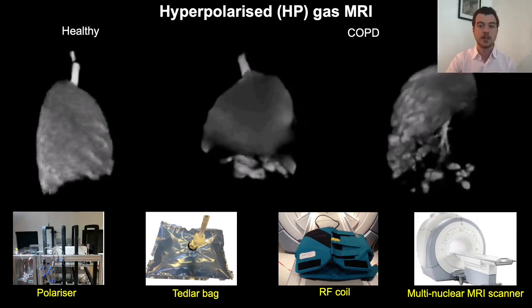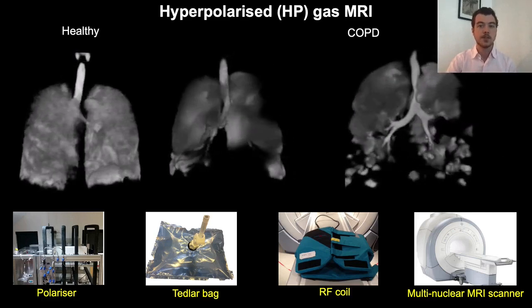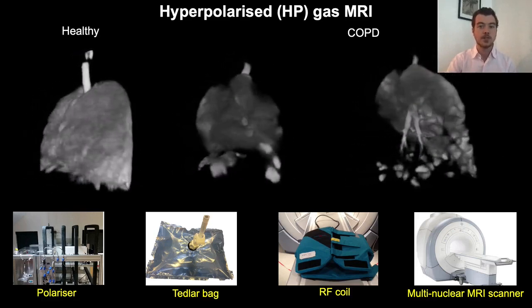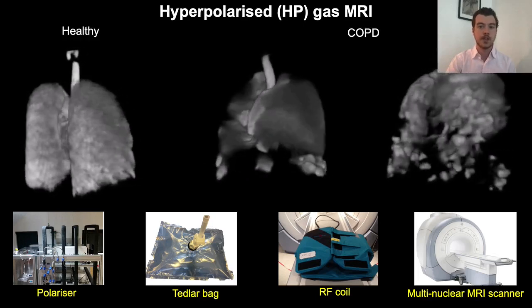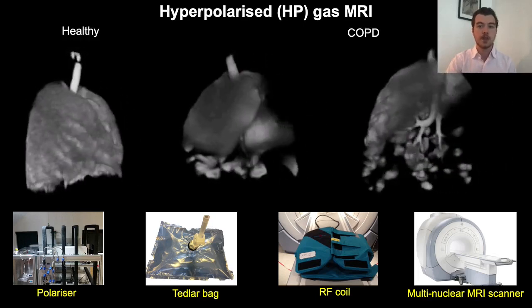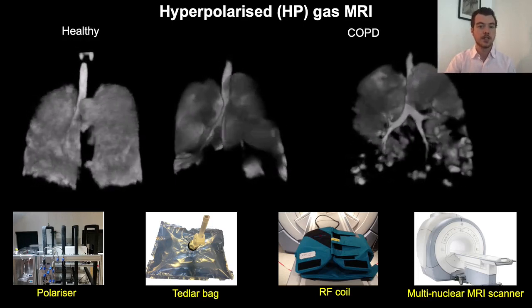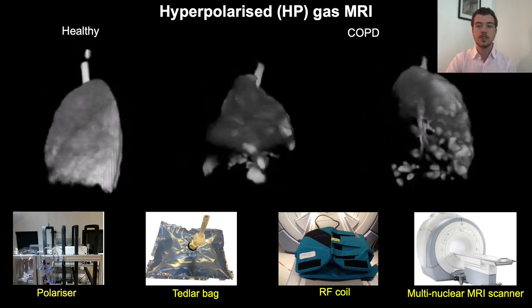So what is hyperpolarized gas MRI? It is a functional imaging modality that depicts regional lung ventilation with exquisite spatial resolution within a single breath. Here we can see some examples of hyperpolarized gas images showing the ventilation of a healthy volunteer and 2 COPD patients.